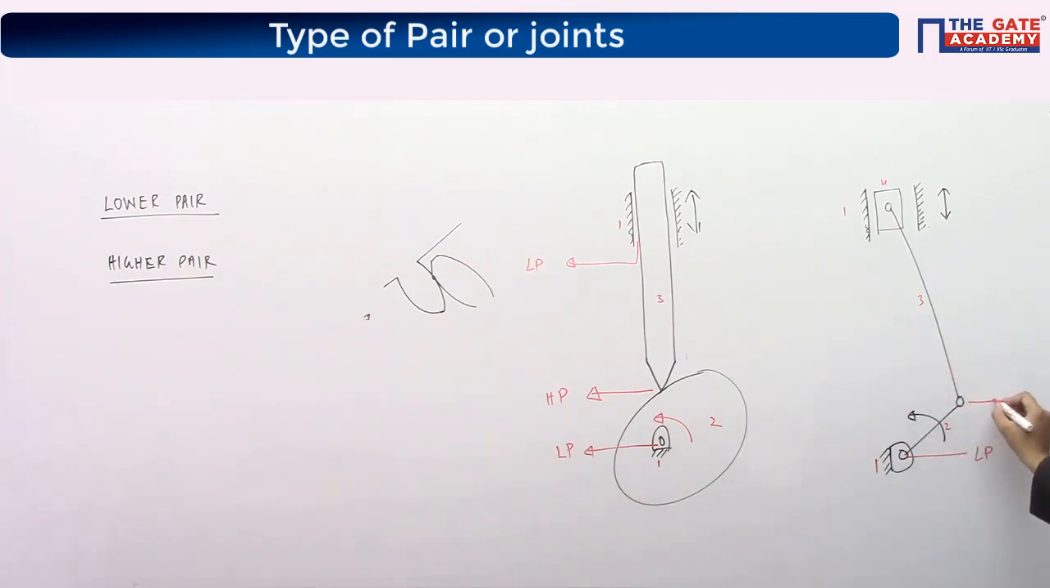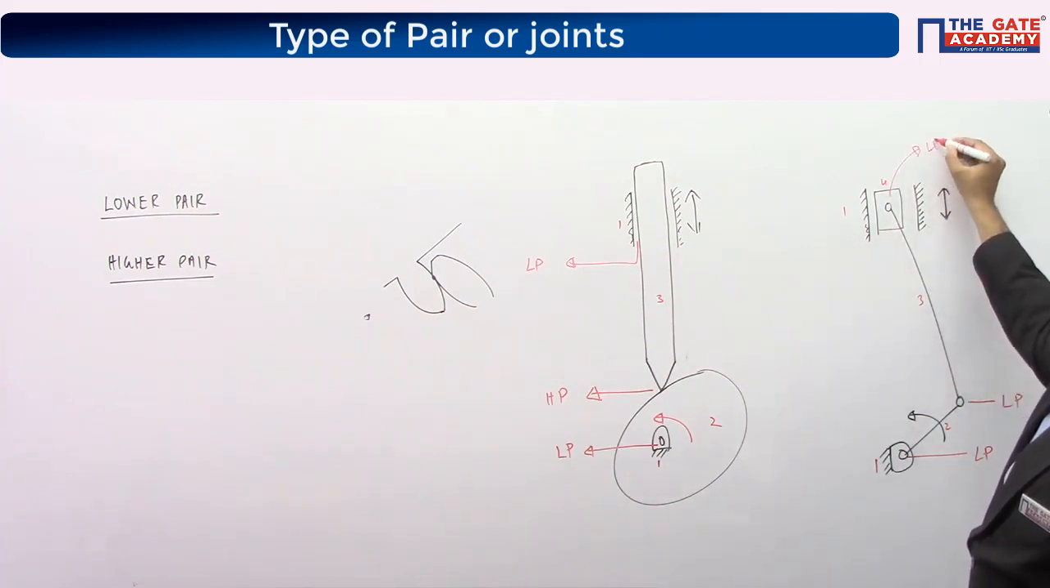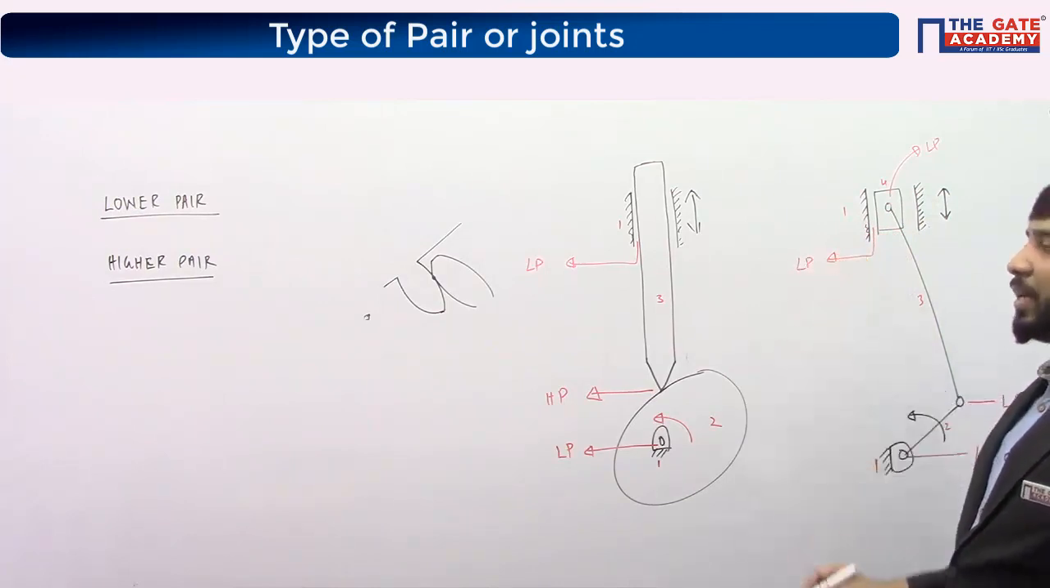2 and 3 are connected by a turning pair. So turning pair is a lower pair. 3 and 4 are connected by a turning pair. So turning pair is a lower pair. 1 and 4 are connected by a sliding pair. Sliding pair is a lower pair. Here all the pairs are lower pairs.